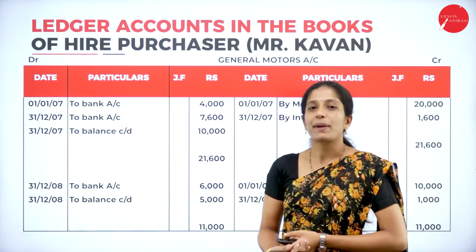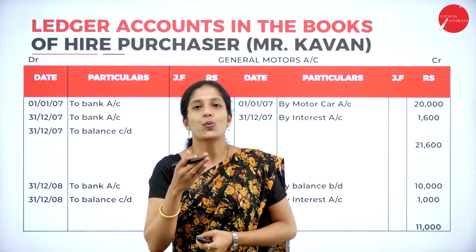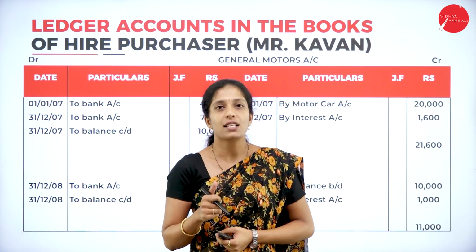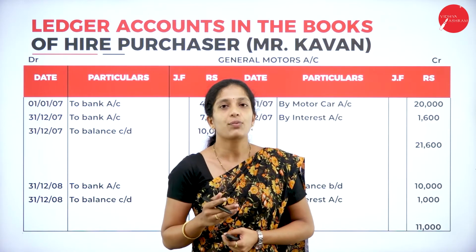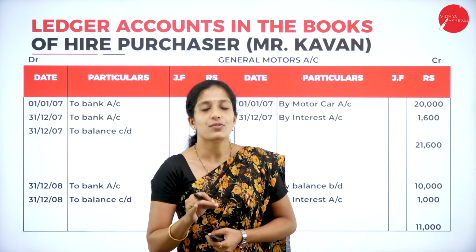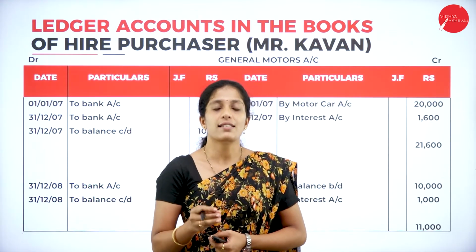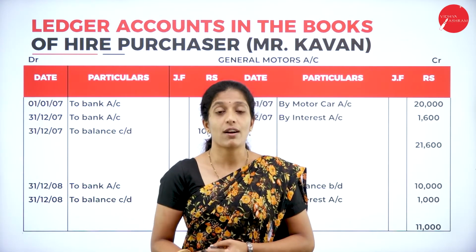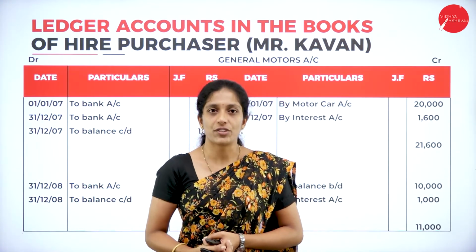Now, we shall start preparing ledger accounts in the books of hire purchaser. So, my dear students, what are the journal entries that come in the books of hire purchaser? The first one is for purchasing the asset, the second one is for down payment, the third one is for interest due, the fourth one is for installment paid, the fifth one is for charging depreciation, and the sixth one is transfer of interest and depreciation to profit and loss account. If you are familiar with these journal entries, it is easy to post them to ledger accounts.